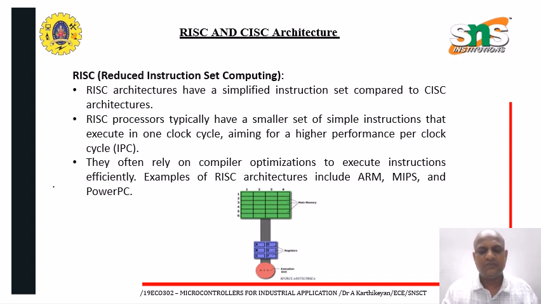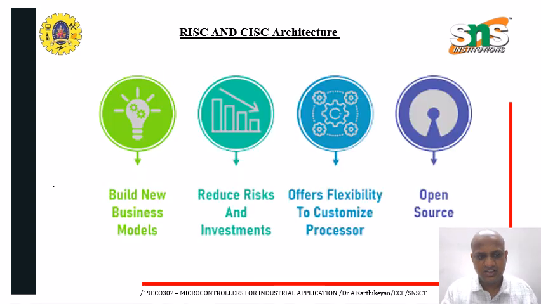It is very useful. Here, to execute the instruction set, we have the main memory and the instruction set, and registers also, and execution is based upon the registers. That is the main advantage of RISC. So this is the RISC and CISC architecture.